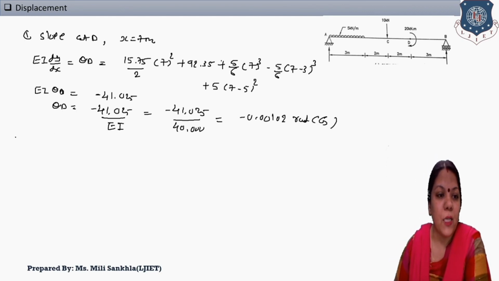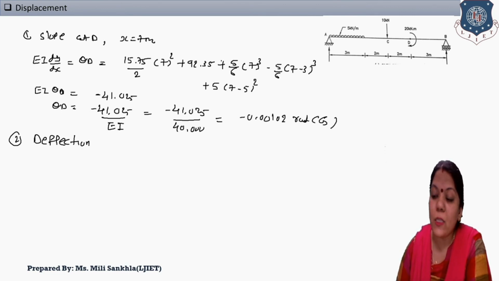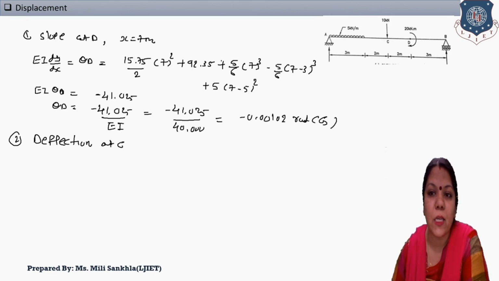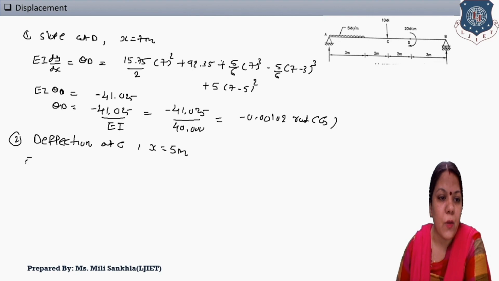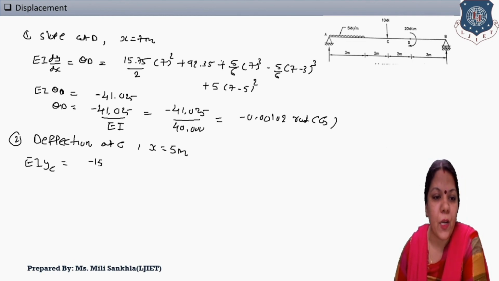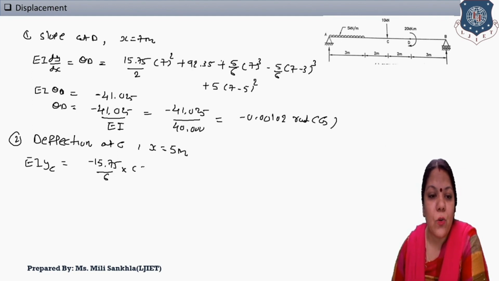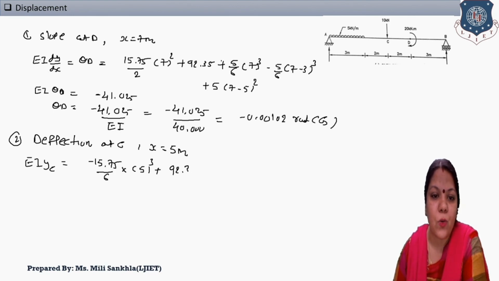Now second, find out deflection, and the point where deflection is found is deflection at C. Look at this in the figure. At C, what is the distance x from reference point A? x is equal to 5 meter. Now equation number 2, EIy at C point we find, so we can mention here yC and put the value 15.75 into x is equal to 5 cube plus our constant C1, 92.35 into x is equal to 5.